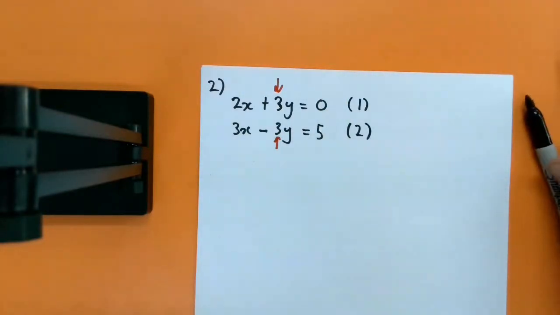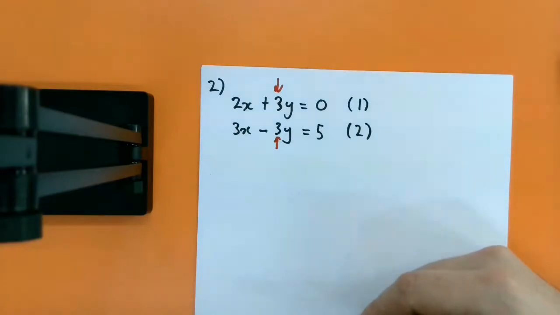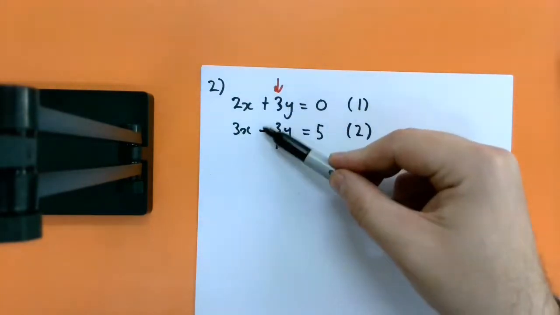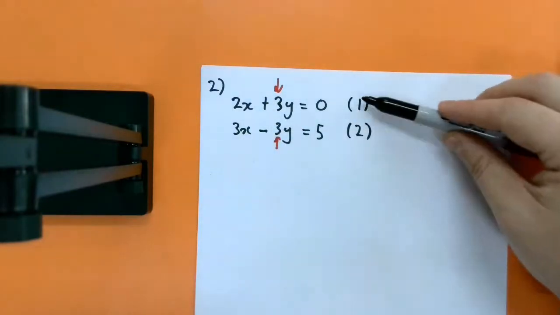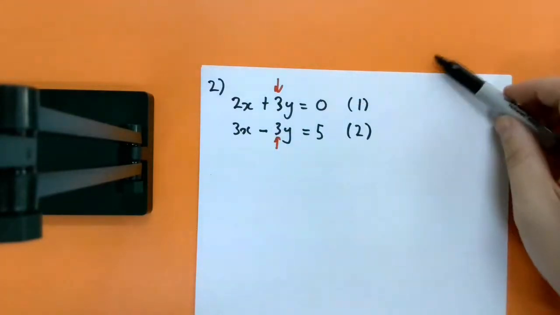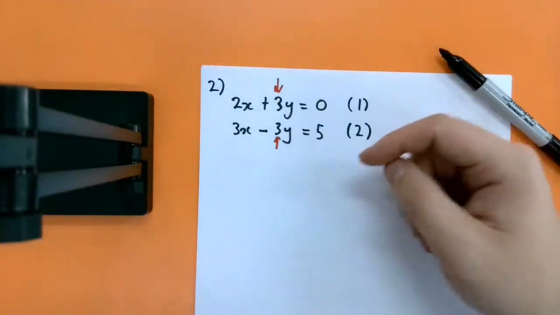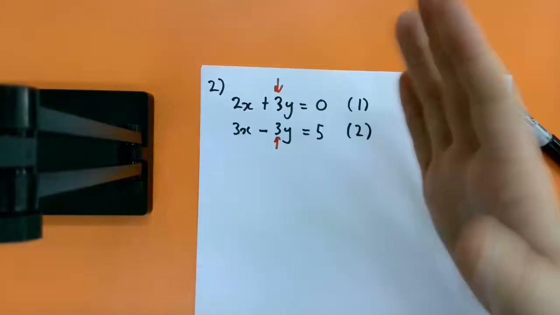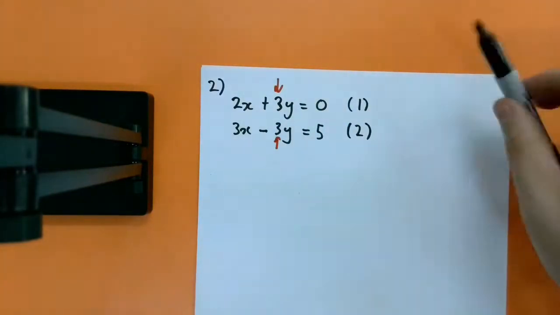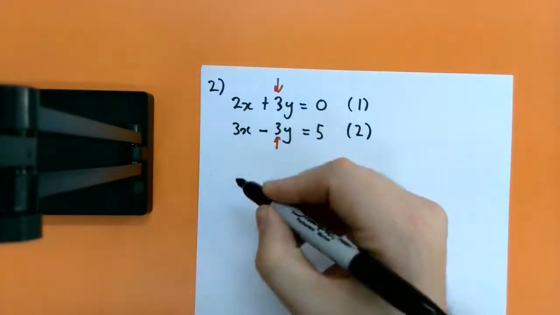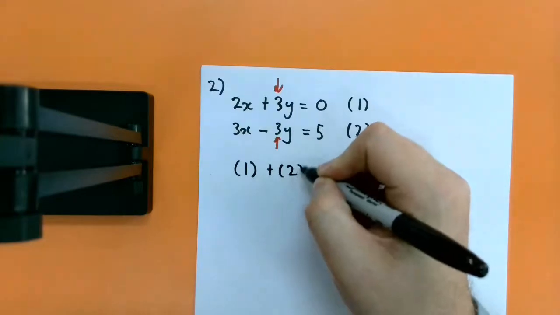Now, last time we subtracted the equations. You'll notice that because these have different signs, we need to add these two equations to make the variable disappear. If we subtract them, this would become minus 3y minus another 3y, which gives us 6y, and doesn't actually eliminate the variable like we wanted. So, we are going to add the two equations together. Equation 1 plus equation 2.